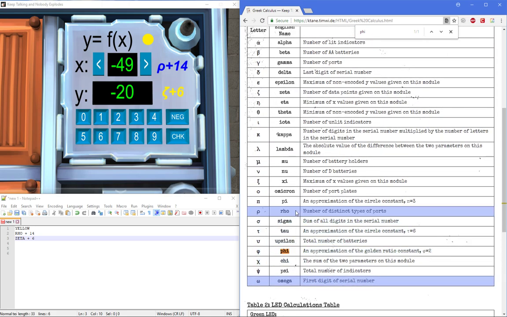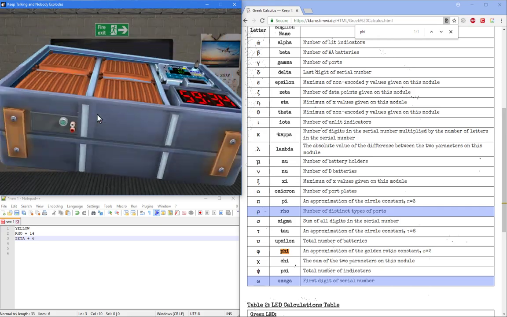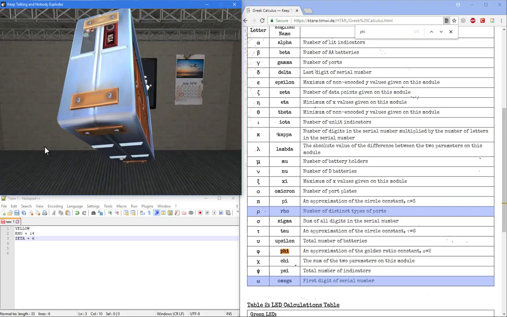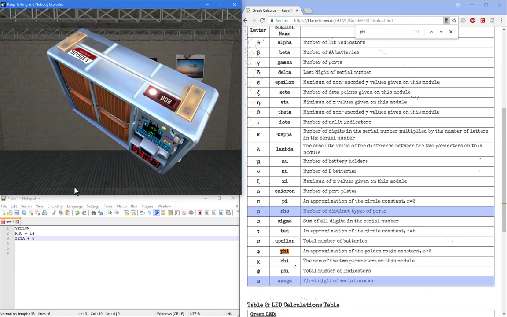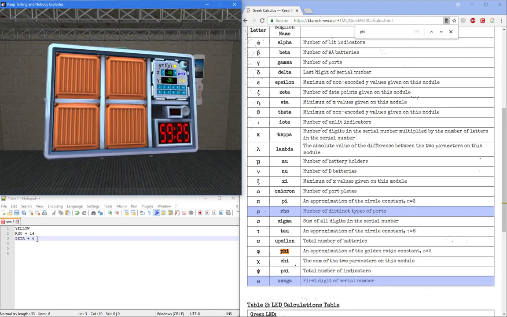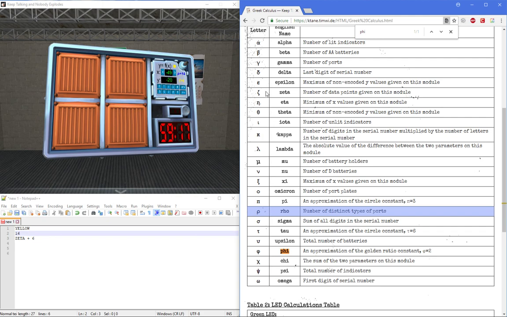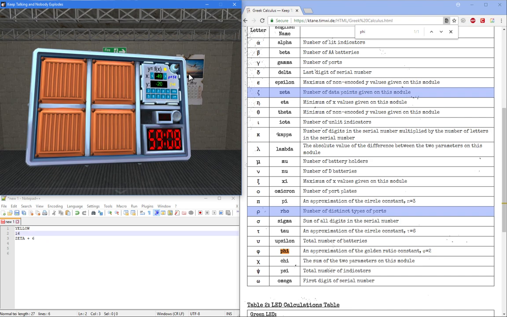So rho is going to be the number of distinct port types. So 1, 2, it's going to be 2 because those don't count. So it's going to be 2 plus 14, which is going to give us 16. And zeta is, zeta. I always have trouble finding the number of data points on this module.